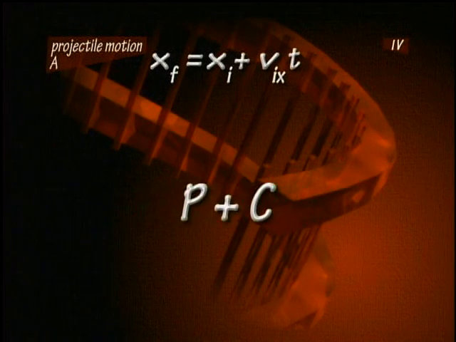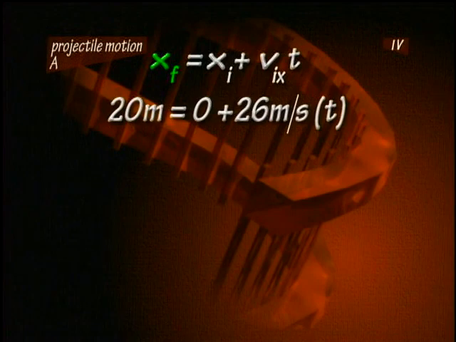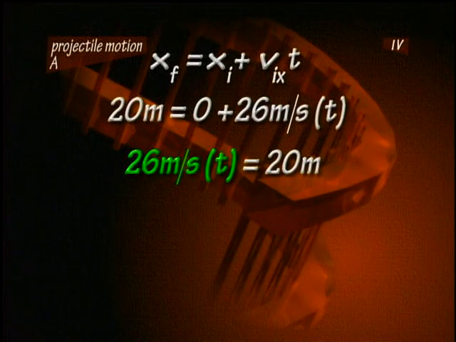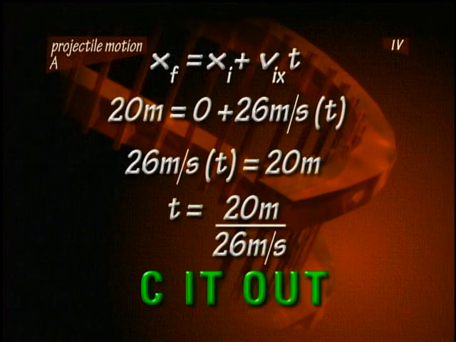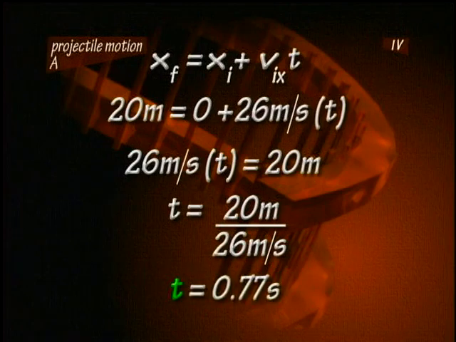Using our third equation, x sub f equals x sub i plus v sub ix times t, we can find time. Plug and chug, and we get that x final, 20 meters, equals x initial, 0, plus v initial in the x direction, 26 meters per second, times time. So, 26 meters per second times t equals 20 meters. T equals 20 meters over 26 meters per second, and after we crank that out, we find out that t equals 0.77 seconds.